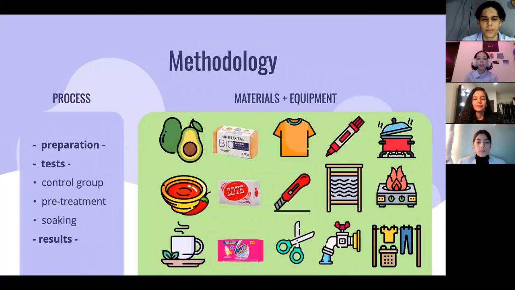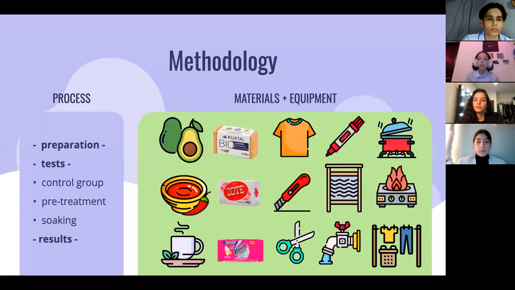In regards to the methodology, we started our process with the preparation. In this, we cut our cotton t-shirt into fabric squares of 15 by 15 centimeters, which were used to make the stains and our samples. Then we started our 3 tests. First, we had the control group, in which we scrubbed the fabric 15 times. Then we had the pretreatment, in which, as the title states, we added a pretreatment using the soap to our fabrics. And then we had the soaking method, in which we soaked our fabric for an hour in hot water.